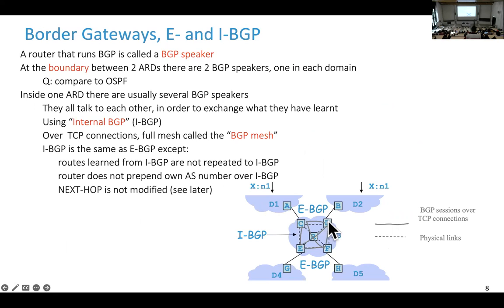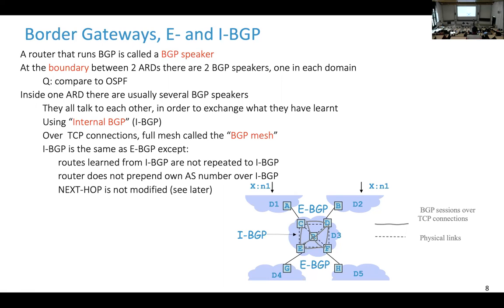When, for example, D learns a path from B, the next hop for this path is the interface of B here. That's the exiting interface of this network. Basically, that's the interface that you could reach the guy that advertises this path.